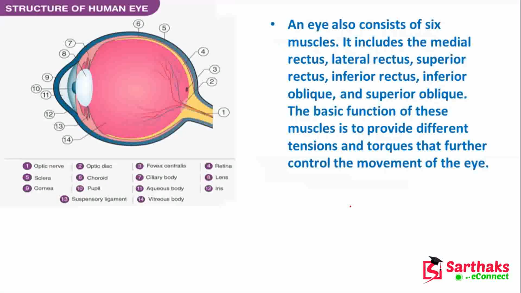Next, an eye also consists of 6 muscles. It includes the medial rectus, lateral rectus, superior rectus, inferior rectus, inferior oblique, and superior oblique. The basic function of these muscles is to provide different tensions and torques that further control the movement of the eye. So these 6 muscles help in the movement of the eye.